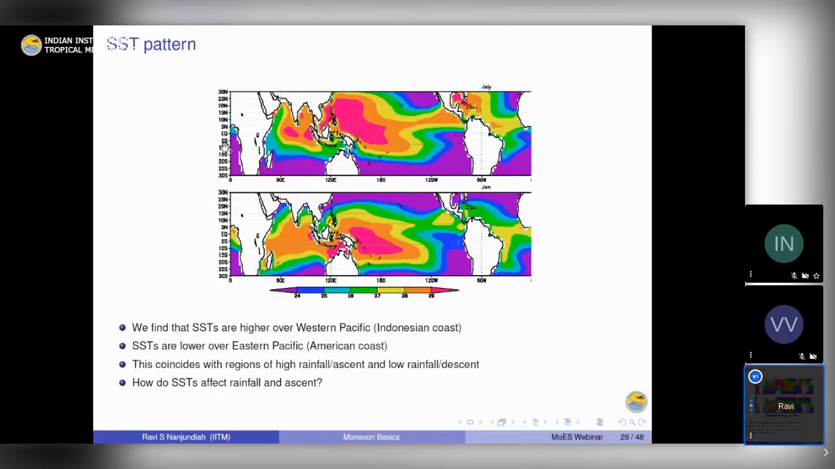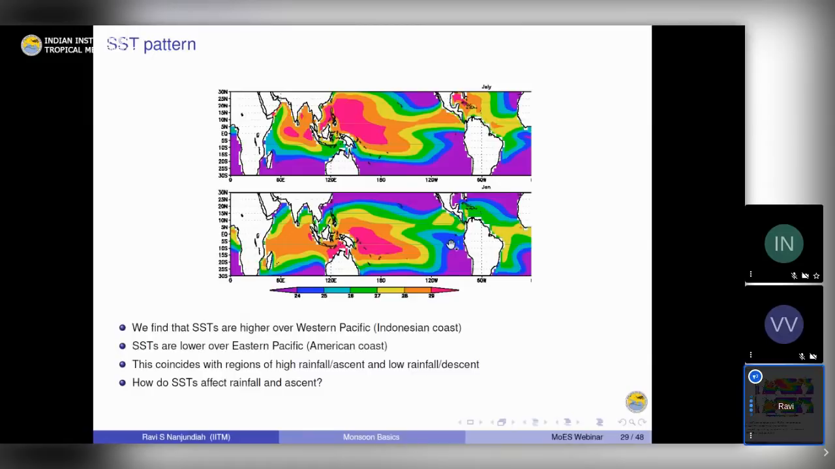And these are the sea surface temperature patterns. You can see that the ocean is much warmer on the western side. This is in July and this is in January. There is some difference, but generally the sea surface temperatures are much warmer on the western side, the Indonesian coast, and much cooler on the American side, which is the Eastern Pacific. This coincides pretty well with the ascending motion here and the descending motion there, and high rainfall here and low rainfall there.